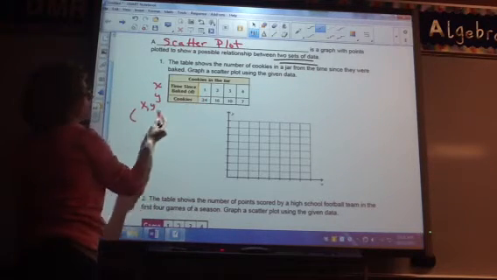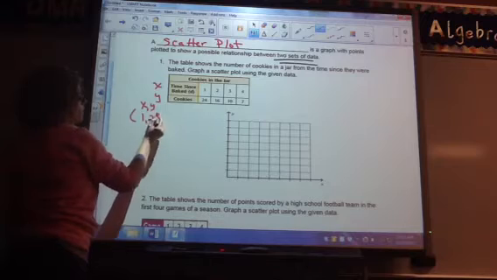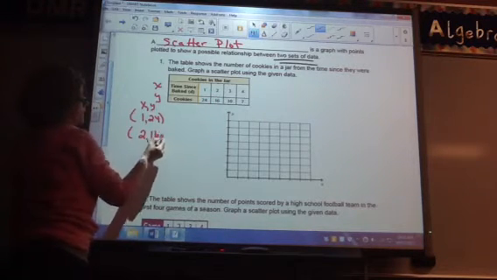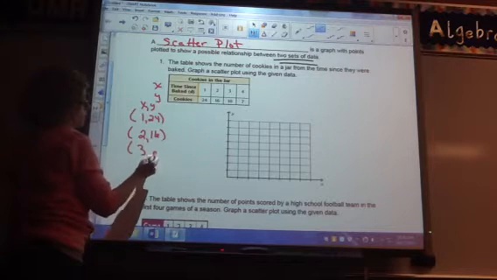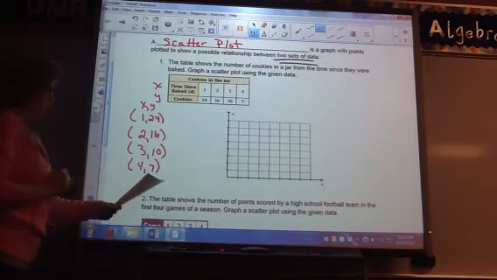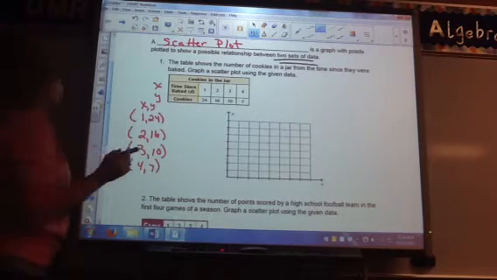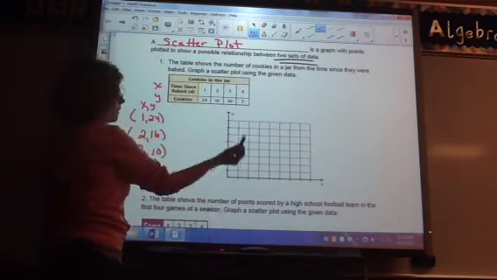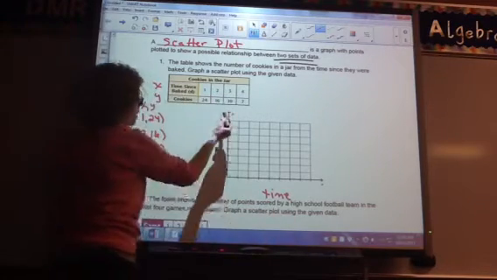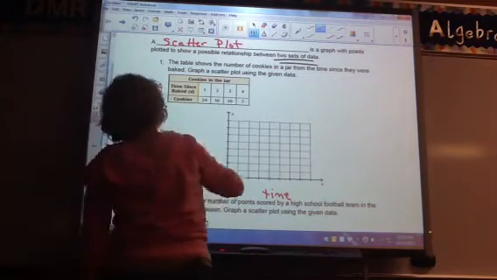So X is 1, Y is 24. When X is 2, Y is 16. When X is 3, Y is 10. When X is 4, Y is 7. Okay, so our X value is the time. So here's time. Our Y value are the cookies.